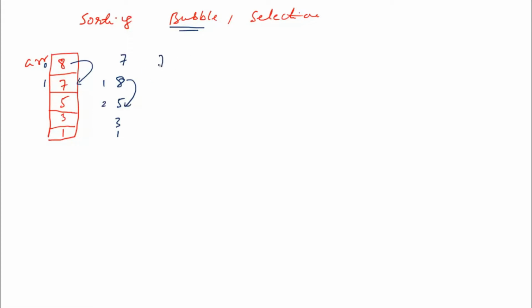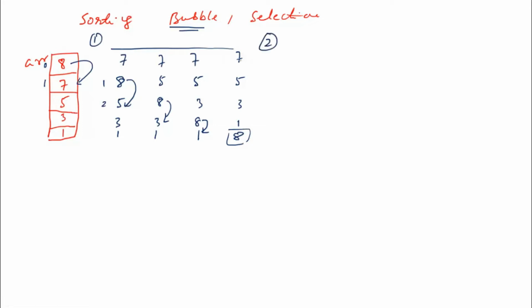So what will happen? It will swap the values. 5 will come here and 8 will go here, then 3 and 1. Then it will check 8 and 3: 8 is greater than 3, yes, so it will swap, giving 3, 8 and 1. Then it checks 8 and 1: 8 is greater than 1, so it will be 7, 5, 3, 1, 8. You see in the first iteration, the largest element, 8, has come down. So this is the first iteration.